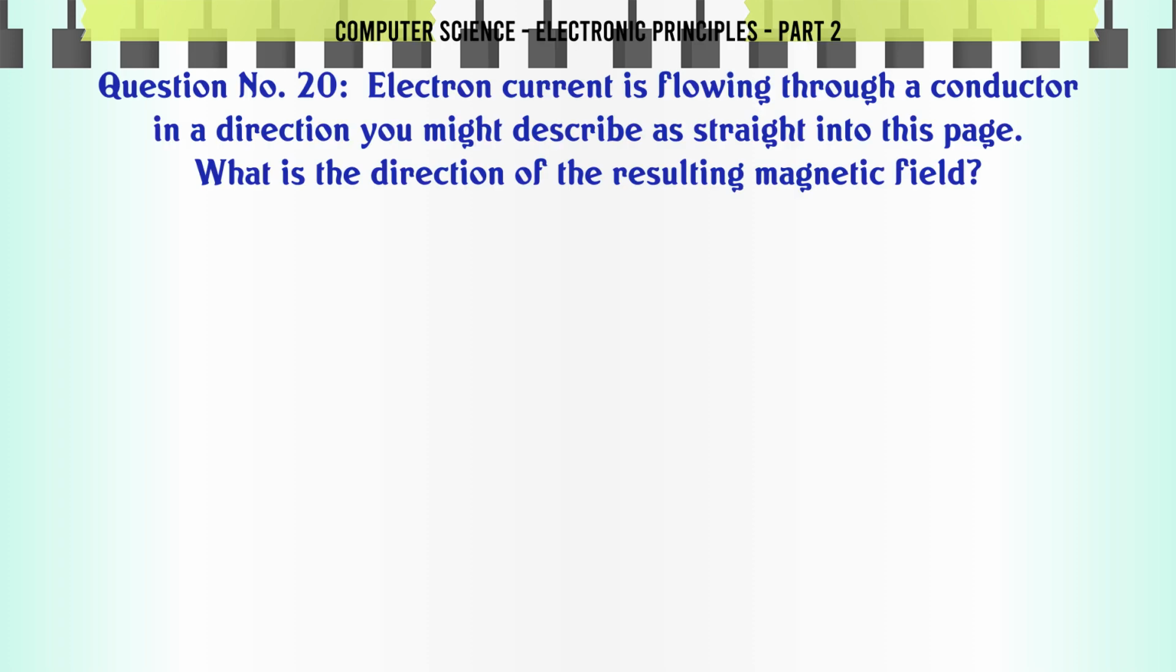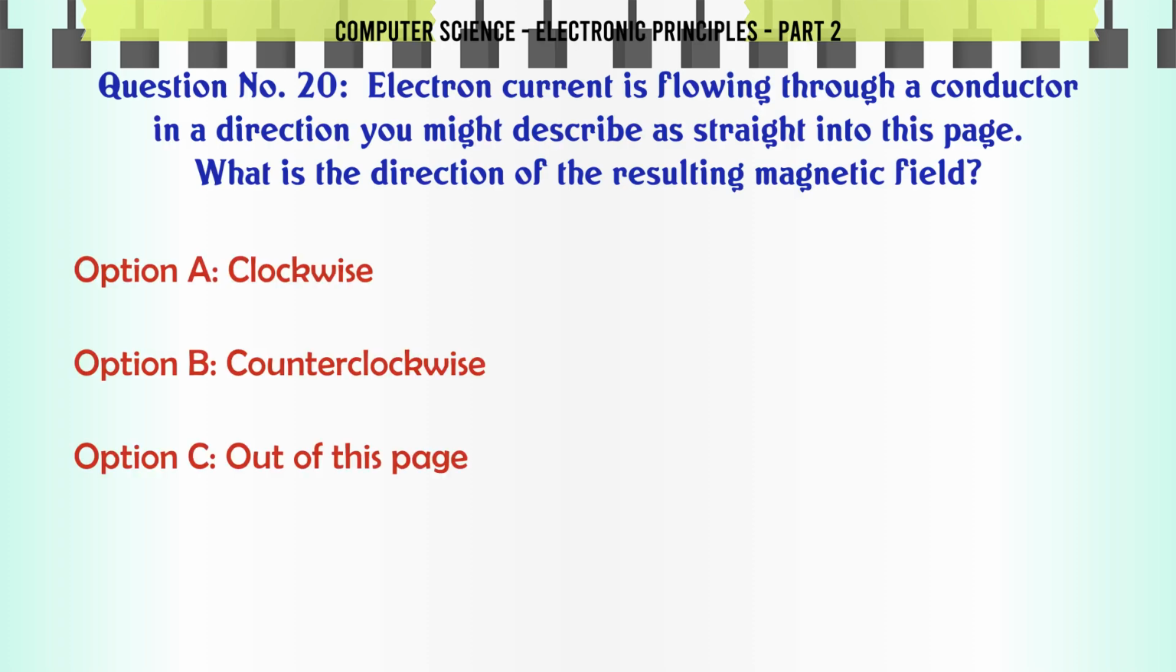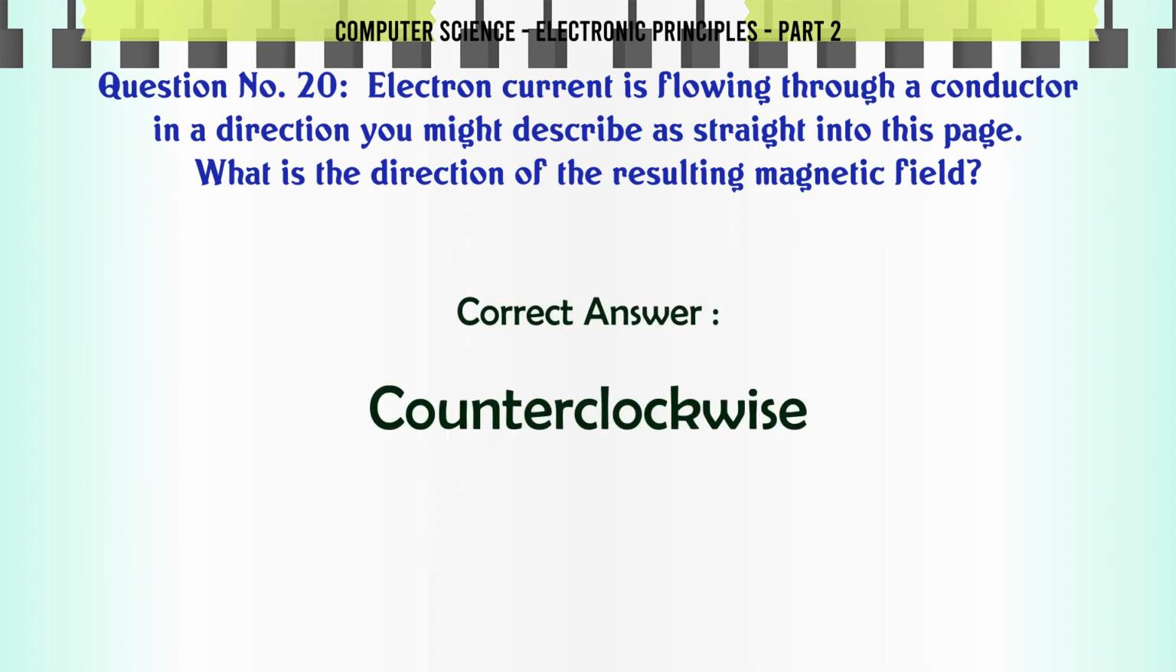Electron current is flowing through a conductor in a direction you might describe as straight into this page. What is the direction of the resulting magnetic field? A. clockwise, B. counterclockwise, C. out of this page, D. into this page. The correct answer is counterclockwise.